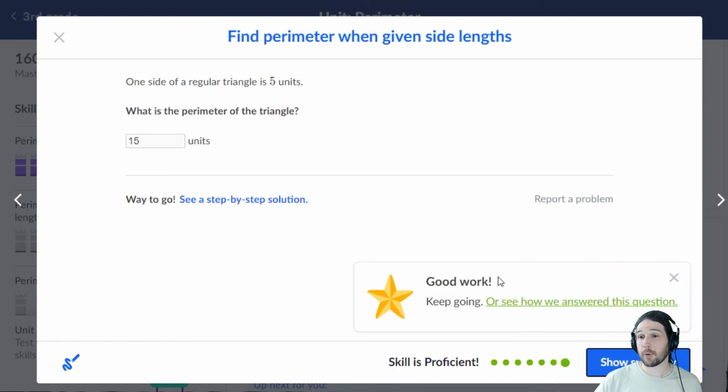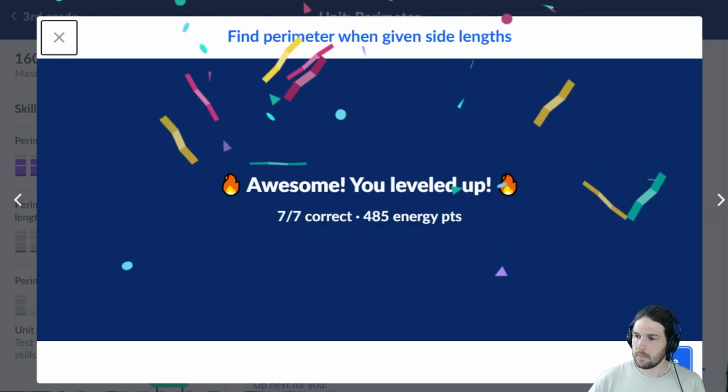And that is finding perimeter when given side lengths. So again, it's either addition where necessary or multiplication where you can. When all of the sides are the same, then that repeated addition, well, that's literally, legitimately what multiplication is, right? We invented it just for that purpose. All right.